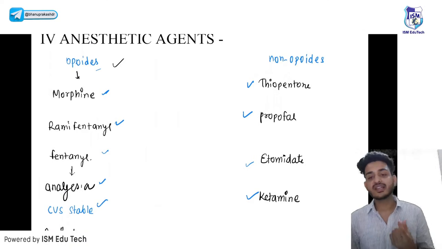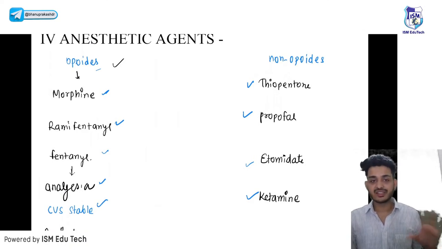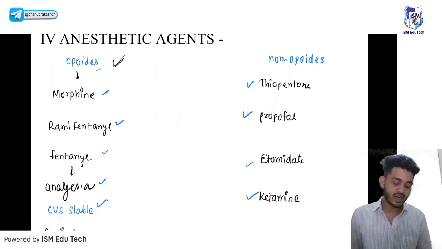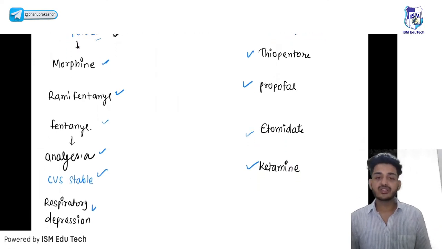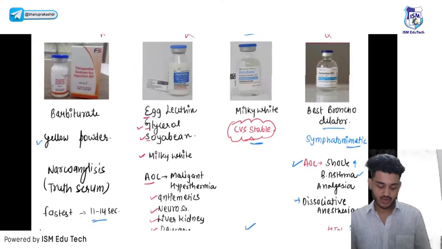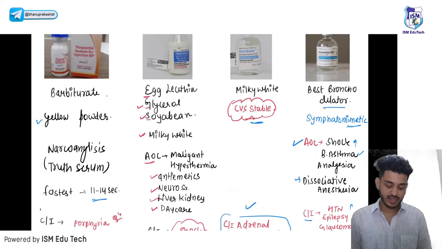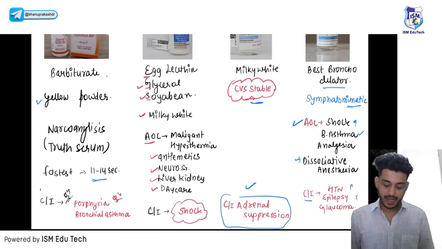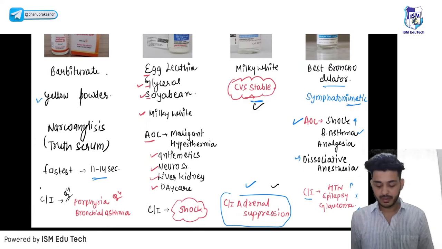Opioids are generally used for the property of analgesia. We have seen the components, so analgesia will be provided by opioids, non-opioids, thiopentone, propofol, etomidate, and ketamine. Okay, four we have seen, barbiturate. This one is important. Porphyria, asked two times. Adrenal suppression, CVC table, you should remember.